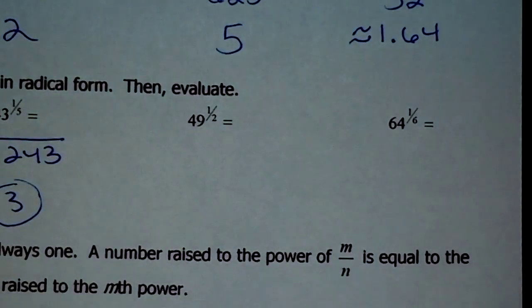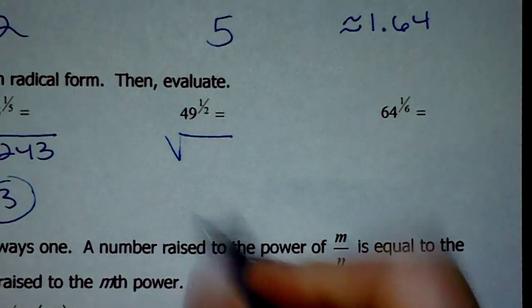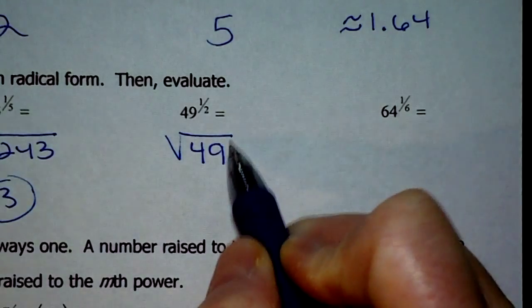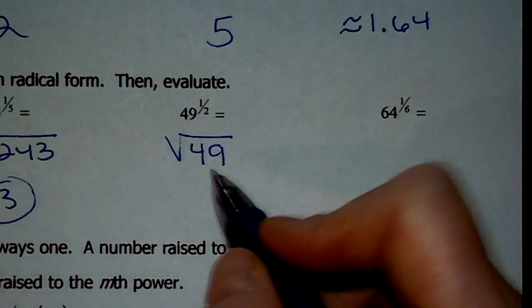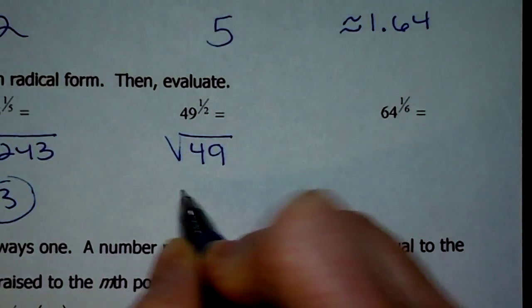It's crazy. All right, here's 49 to the 1/2 power. I want to write it as a radical. So put the 49 inside. This 1 means the first power. This 2 means square root, so I don't need to put the 2. And this one you know, right? What number squared is 49? 7. So we're all set.